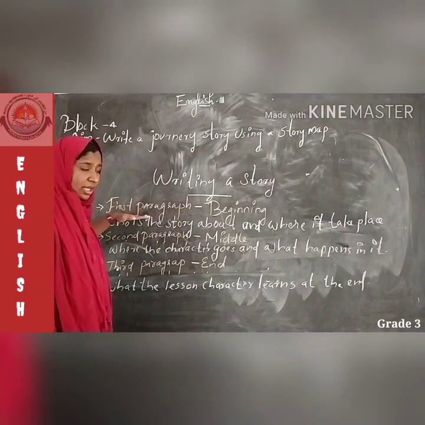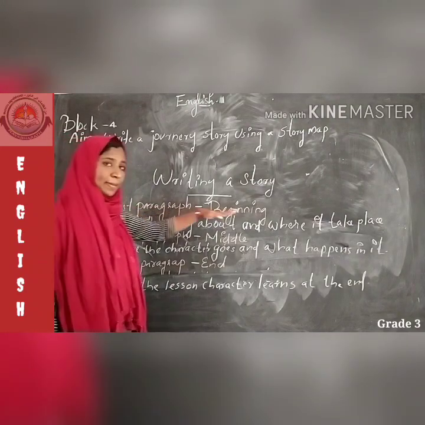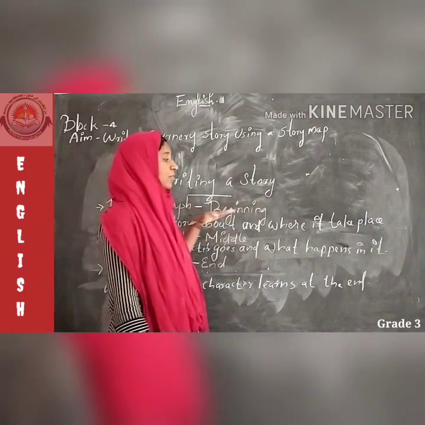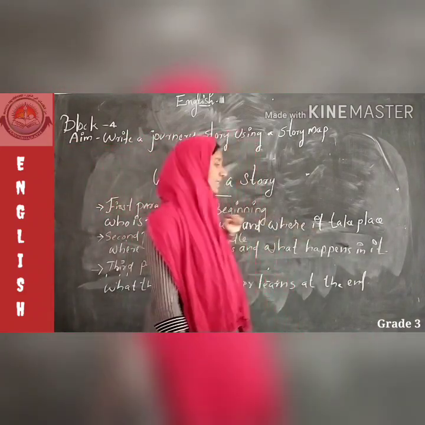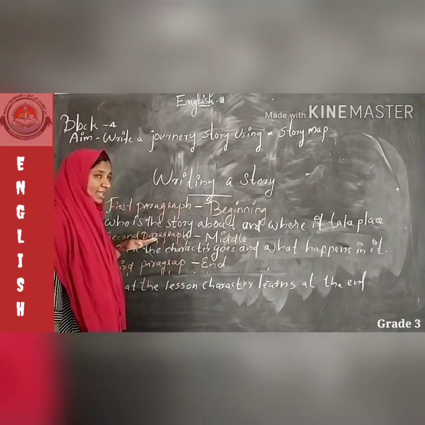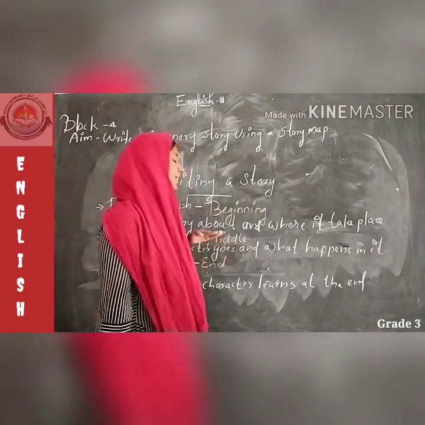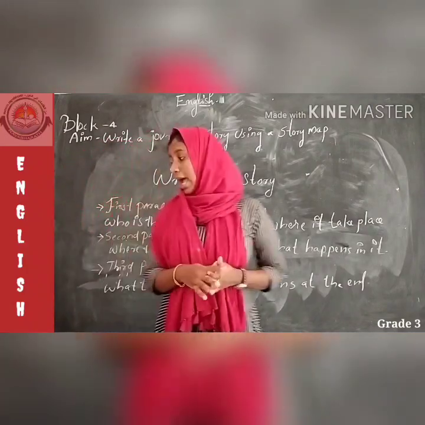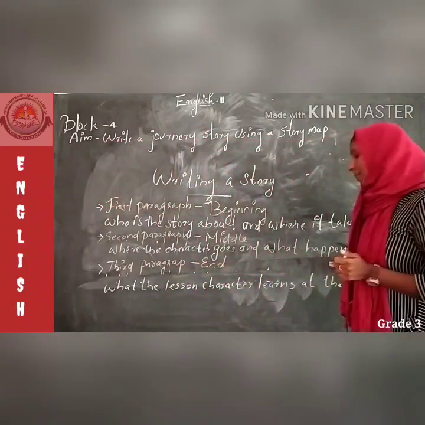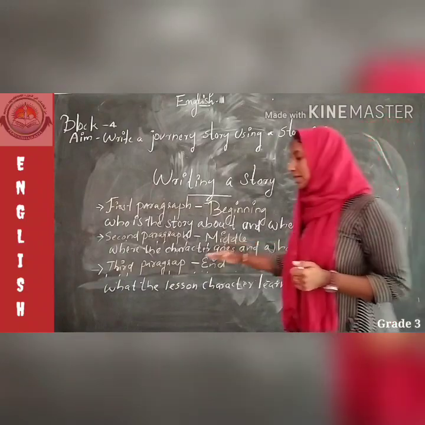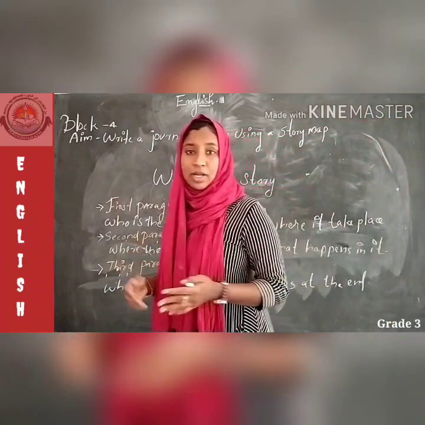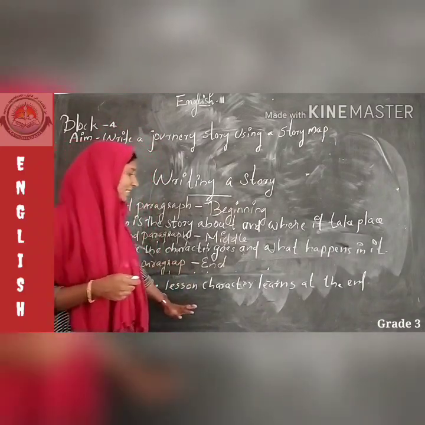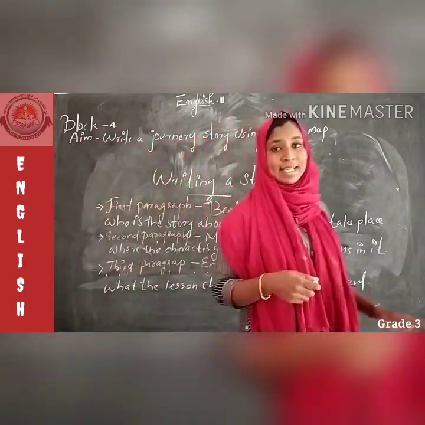So, while writing a story, in the first paragraph or the beginning, you should include who the story is about and where it takes place, isn't it? In the second paragraph, which is our middle, you should include where the character goes and what happens in it, okay. And in the third paragraph, we should plan the end of the story. Here you have to include what lesson the character learns at the end, isn't it?